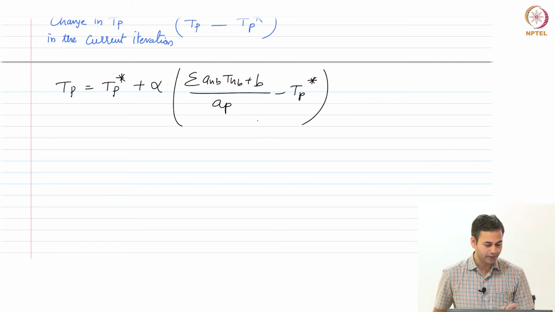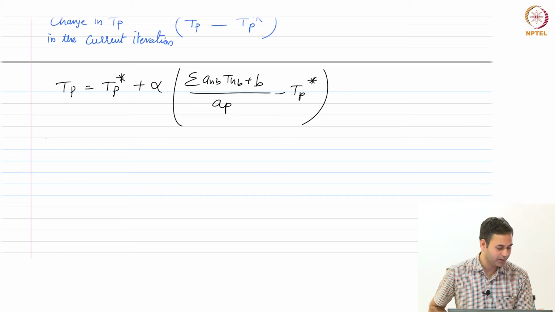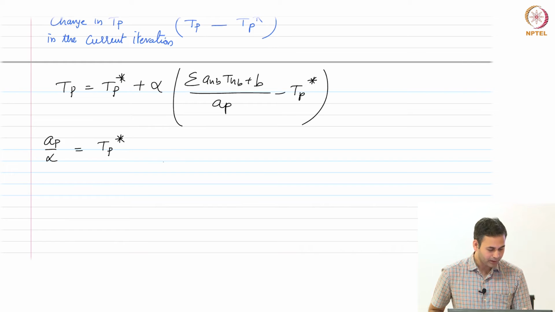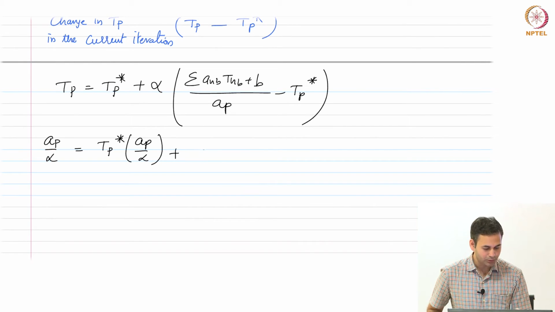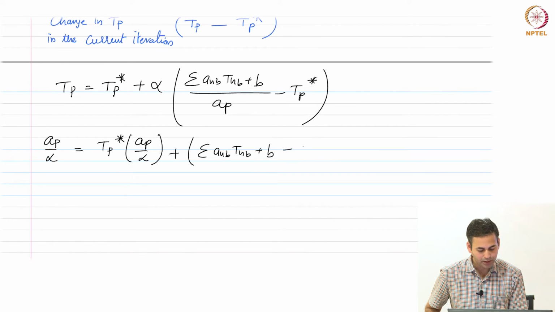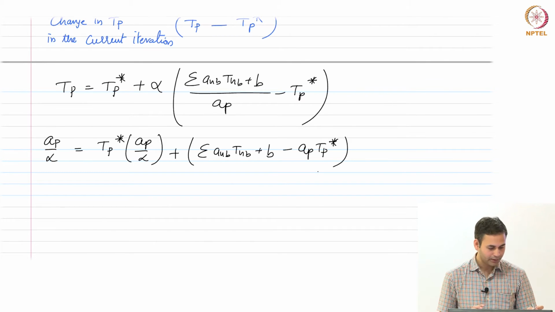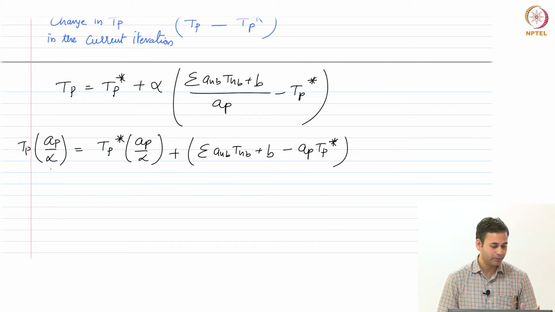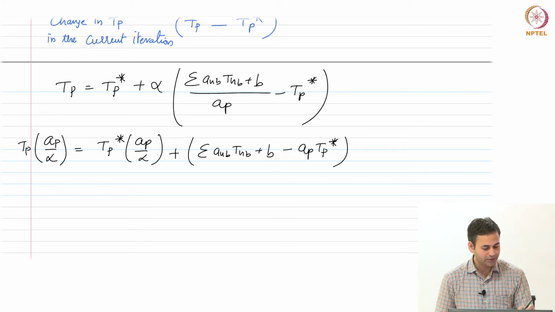So, I will take AP and alpha to the left hand side, essentially multiply this. So, this will be AP by alpha times Tp equals Tp star times AP by alpha plus sigma A and B T and B plus B minus AP Tp star. Is that correct? Okay. So, we have AP by alpha times Tp equals Tp star times AP by alpha plus this entire quantity.